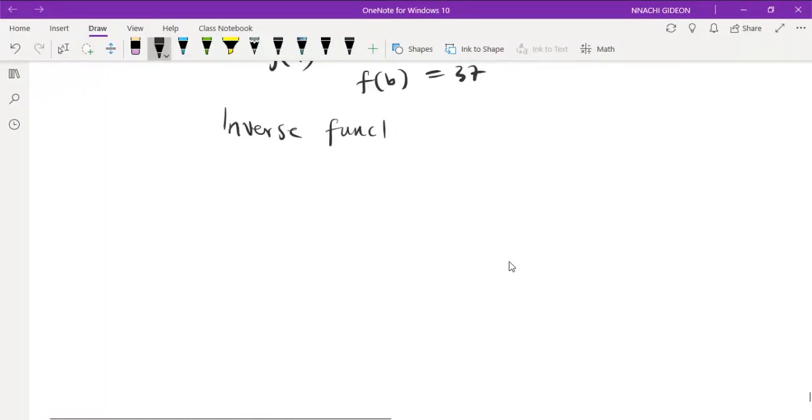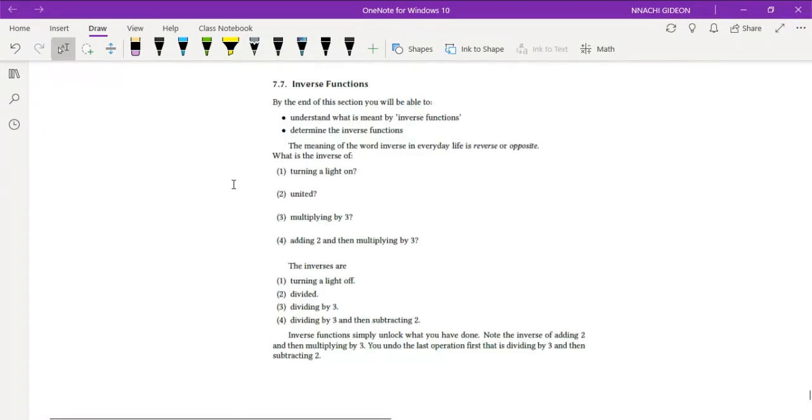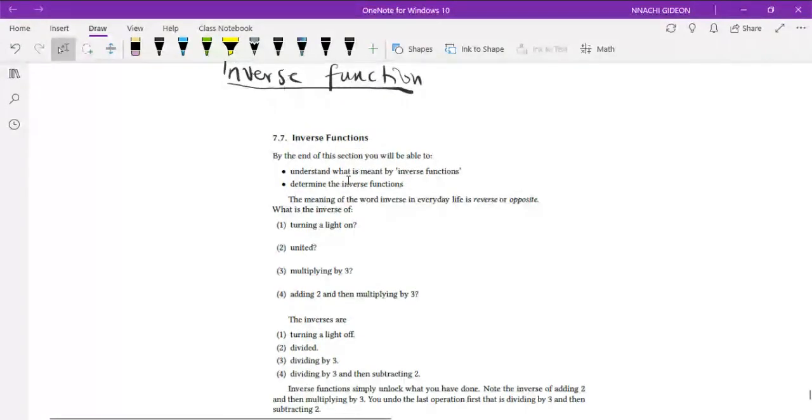So inverse just means undo, like undoing what you have done. And if you go to the study material, you will see different definitions. I think what I copied is no longer there. All right, so you see different definitions, and I would like to go through them in a few minutes. But actually our expectation at the end of this is to understand what is meant by inverse functions, and then also to determine inverse functions.